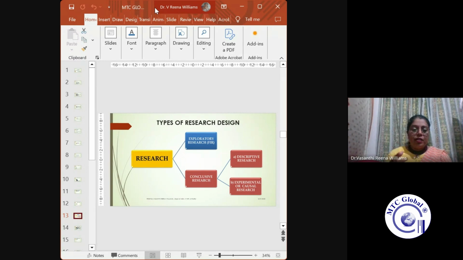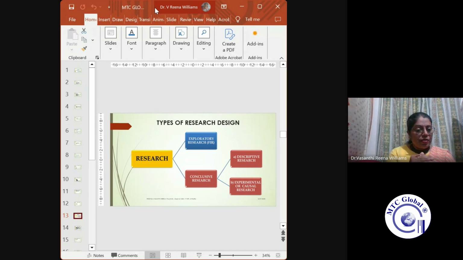Cause and effect. So conclusive, you're concluding based on this, it means it is this. Conclusive research can be descriptive, you're describing the problem, or it could be experimental or causal. Experimental means you're doing an experiment and coming up with a conclusion. That's why it is a conclusion.